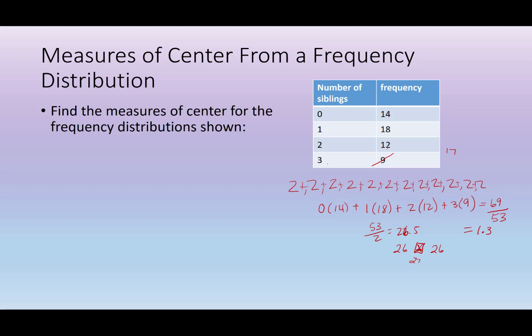So 12 is smaller than 17, so I'm going to cross off all of those. And when I do that, that leaves me with still needing 5 more values to cross off. Well, again, that's going to now land me in the category of 1. So it doesn't matter if you work from the high end or the low end when you're doing the median.